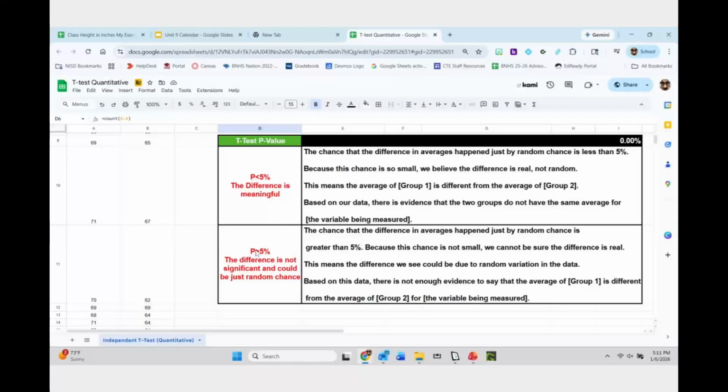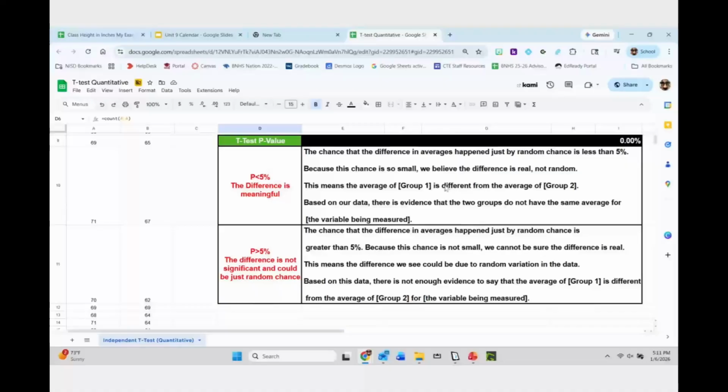So, like, is the p-value less than 5%, or is it greater than 5%? Here, it's less than 5%. So we would say that the chance that the difference in averages happen just by random chance is less than 5%. Because this chance is so small, we believe that the difference is real and not random, meaning that the average of boys is different from the average of girls. Based on our data, there's evidence that the two groups do not have the same average for heights.